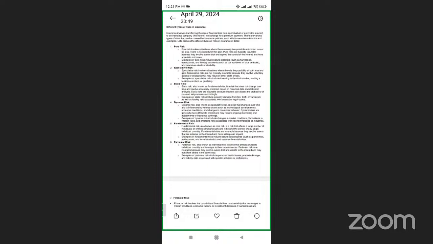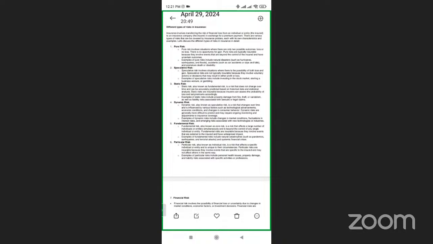That's why these are considered to be static risks, and these static risks are insurable. Because these risks will definitely happen, but at what point of time it will happen, we do not know that. That's why the static risk is insurable.